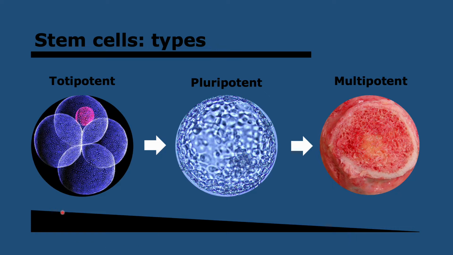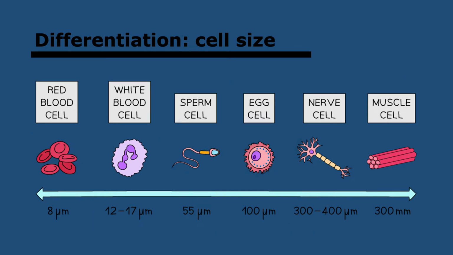As you can see here, it's a continuum. These are not really the only three types, but as you differentiate, you can differentiate into fewer and fewer cell types. There are many ways in which cells differentiate, but one of them is by changing the size of the cell. Human cells have very different sizes. For example, sperm cells are about 50 micrometers long on average, and very narrow, as you can see, and this allows them to swim easily.